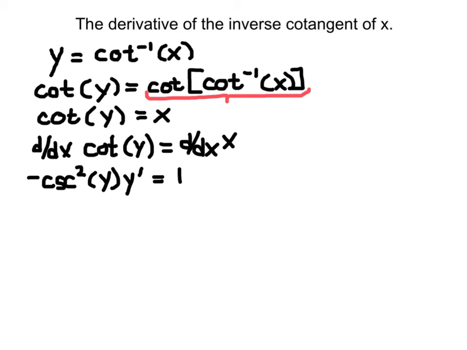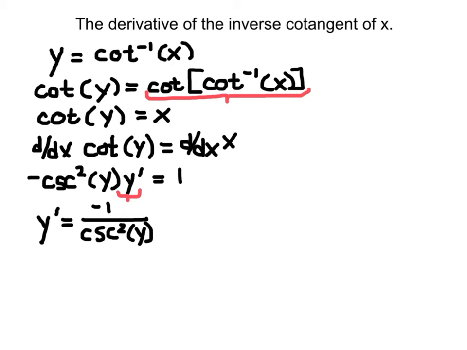Now, we're looking for y prime. So we're going to solve for y prime by dividing both sides by the negative cosecant squared of y. So y prime is equal to negative 1 over the cosecant squared of y. So we have just solved for y prime in terms of y, but we want to solve for y prime in terms of x. We don't right now know what the cosecant of y is in terms of x, but we know what the cotangent of y is in terms of x.